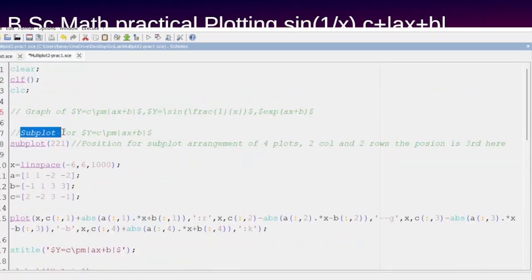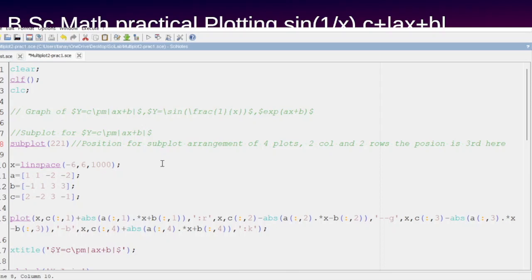Now let us talk about the subplot. This is the command for the subplot, and then you have to give these numbers 2, 2, 1. What does it mean? It means two rows and two columns, and position is 1. So think about your whole page, your whole screen. Now divide your screen into a 2 by 2 matrix. Then there will be four blocks.